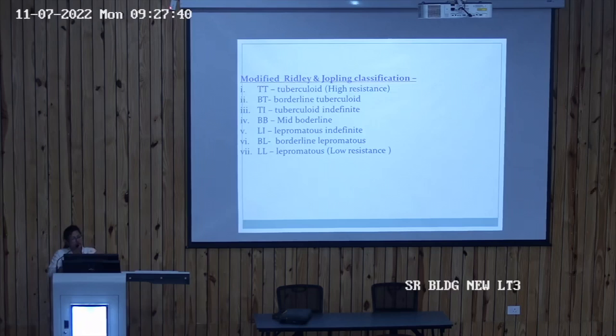As we move down the line, we reach the lepromatous leprosy, that is LL. That means the host has a low resistance towards the bacilli. So it is gradually decreasing in order: tuberculoid, borderline tuberculoid, tuberculoid indefinite, mid borderline, that is borderline, lepromatous indefinite, borderline lepromatous, and lepromatous. So tuberculoid is the highest resistance and lepromatous is the lowest. So it comes down the line.